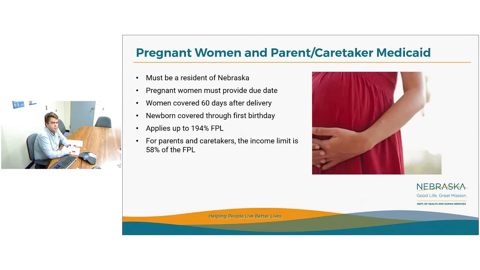Okay, next category is pregnant women and parent and caretaker Medicaid. Like most of these, as I've said, you have to be a resident of Nebraska to receive these services. If you are trying to be eligible in the pregnant women category, you have to provide to Medicaid your due date. Pregnant women are covered for 60 days after their delivery, and your newborn is covered until his or her first birthday. For pregnant women, the cutoff is 194% of the federal poverty level. That's your annual income for all these, I should have mentioned. And for parent and caretaker relatives, the income limit is 58% of the federal poverty level, which is a little bit lower, but there are some other programs to help that population out, as I will explain in a little bit.